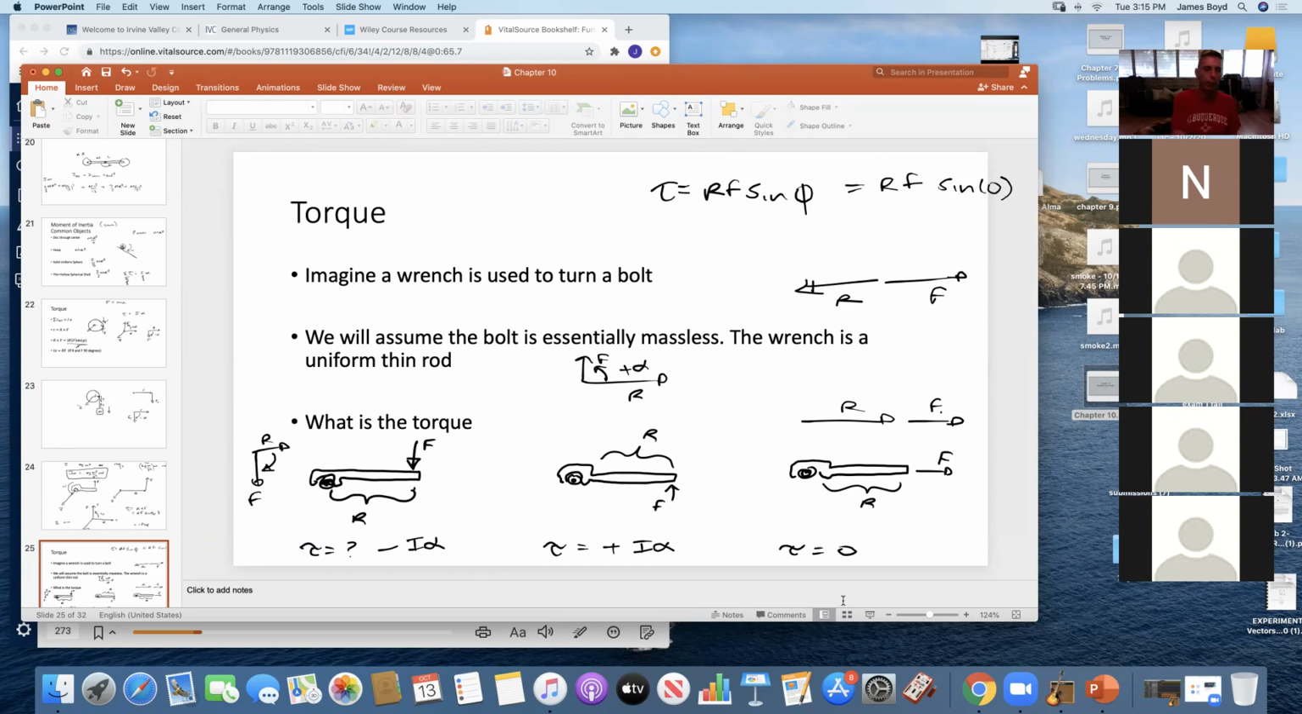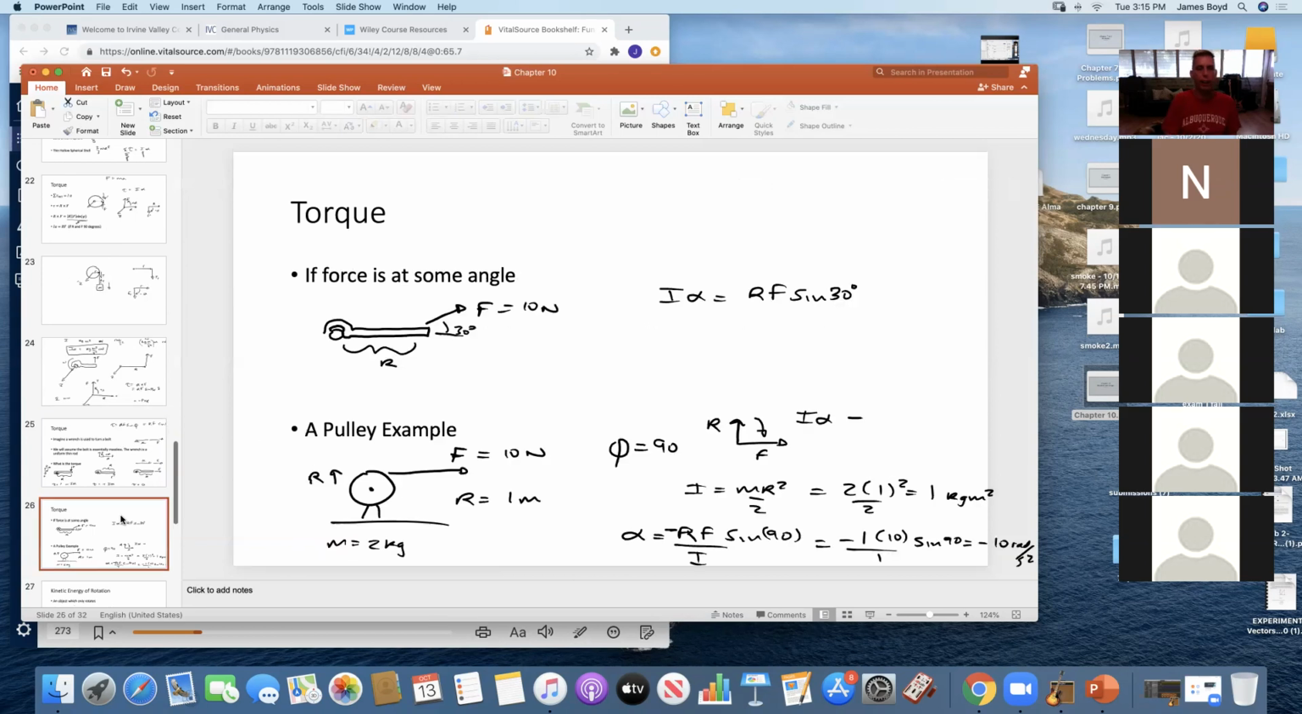The last thing that we could have, the last case, is what if you didn't pull straight up? What if you did pull at some angle, 30 degrees? Well, you have F at 30 degrees, you have R, so you need the component of F that is perpendicular to R. That is F sine of 30, but we already know that. The torque is RF sine of 30. So if it's at an angle, you just get the component that's perpendicular to your R vector and solve for the torque. That's all there is to it.